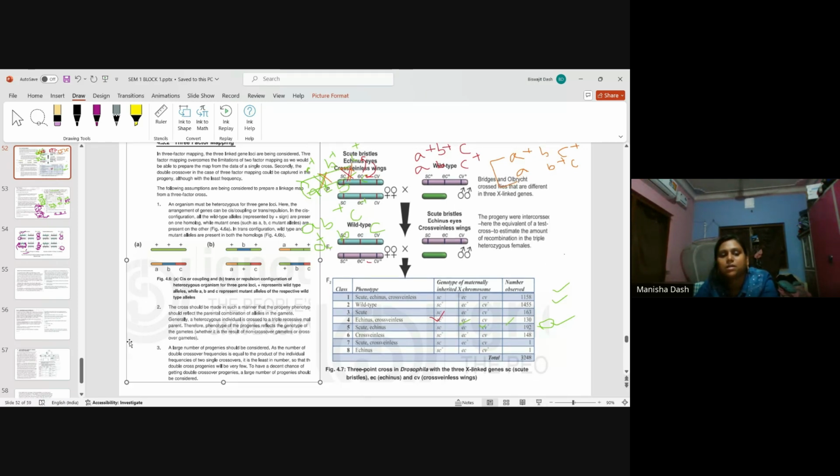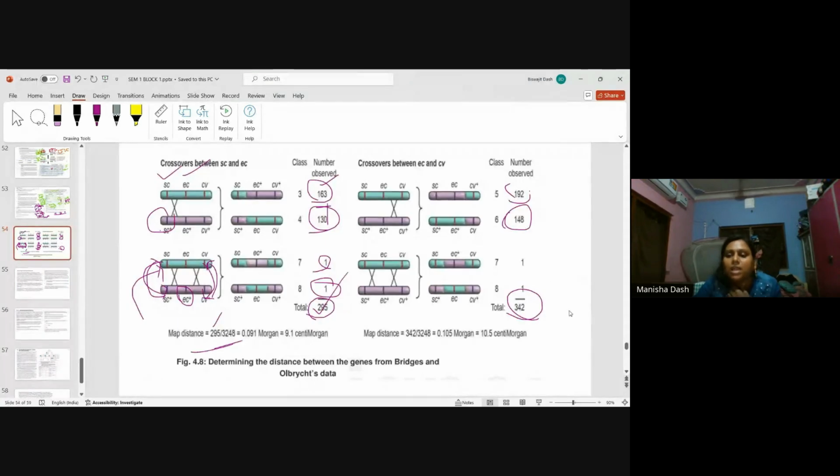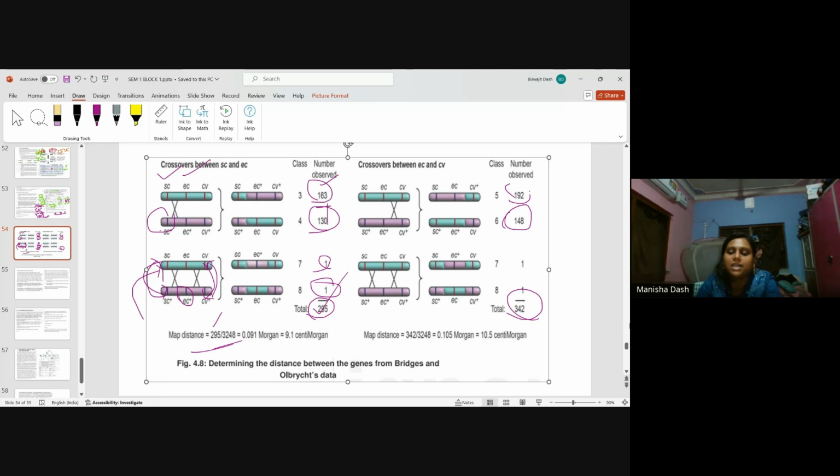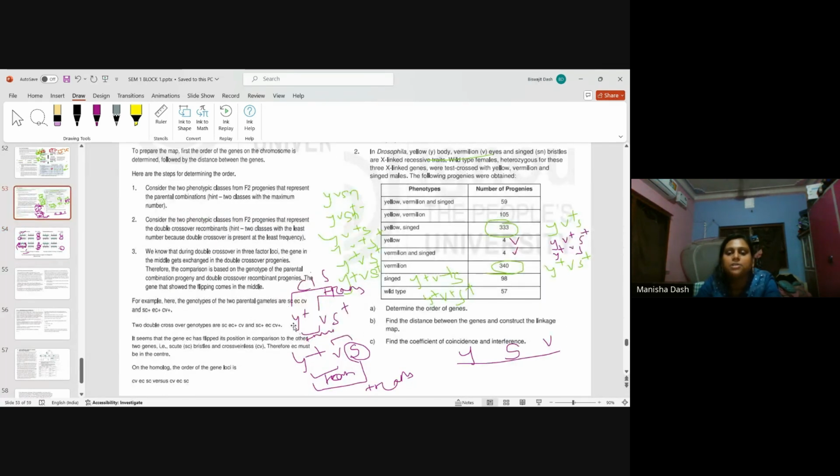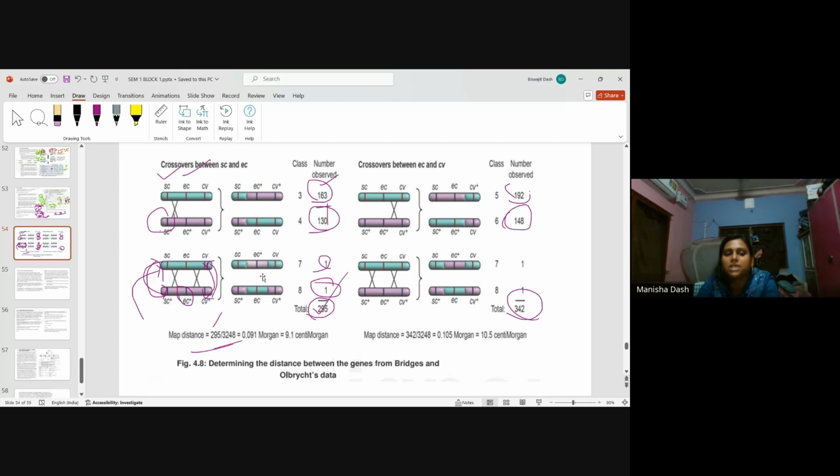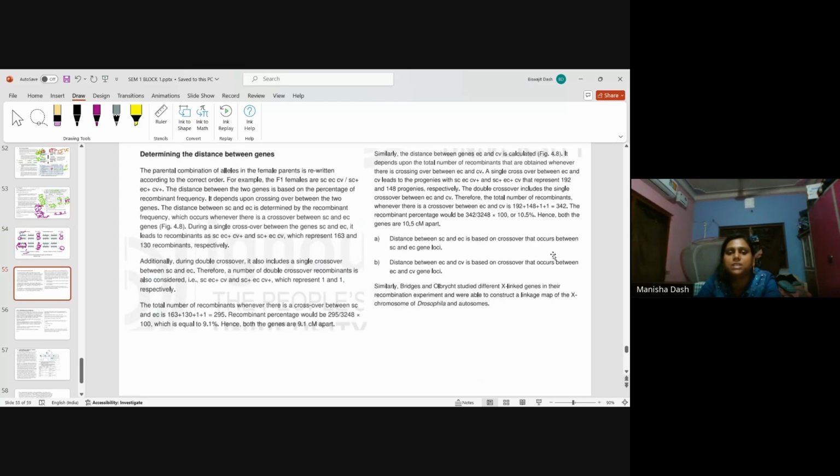Similarly, here, what is the map distance between the EC and CB plus? Now, the map distance between the EC and the CB plus is 342 divided by total number of progeny multiplied by 100, that is 10.5 centimorgan, or you can call it map unit as well. Okay, so this is how you will be calculating the distance between the genes using the recombination frequency or using the percentage of crossing over between the two genes.